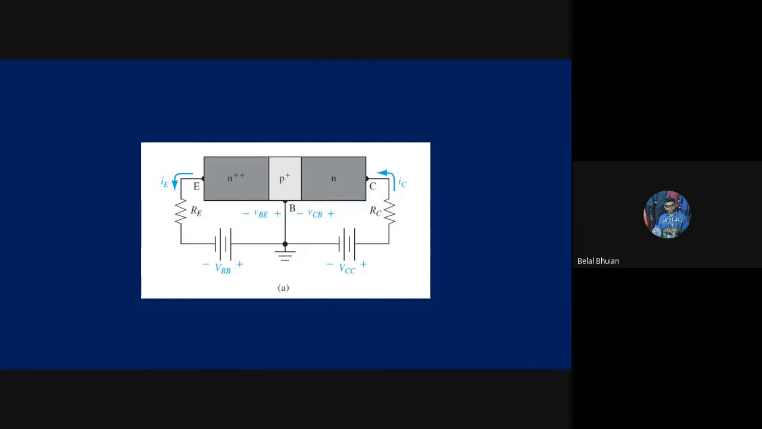BJT consists of two junctions. You see, the N side and the P side make one PN junction, and this P side and this N side make another PN junction. The junctions we already learned are called EBJ, the emitter-base junction, and the other is CBJ, the collector-base junction.